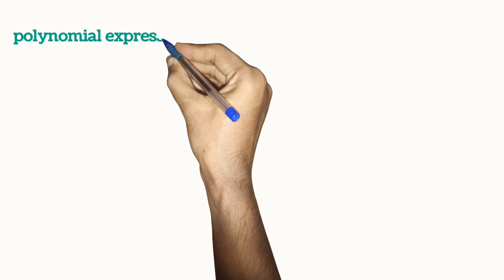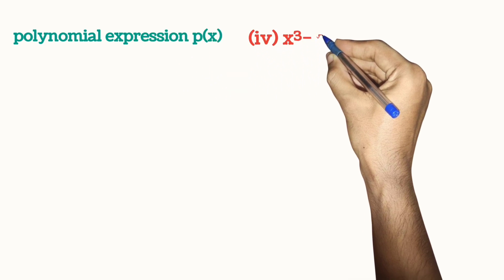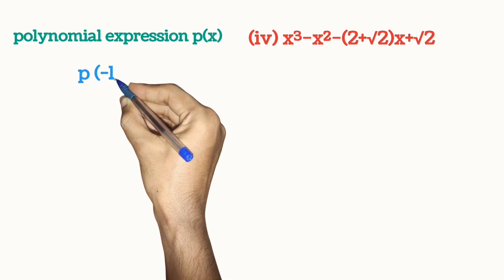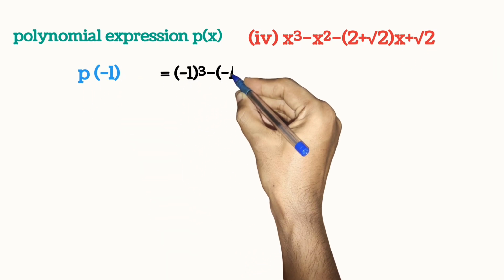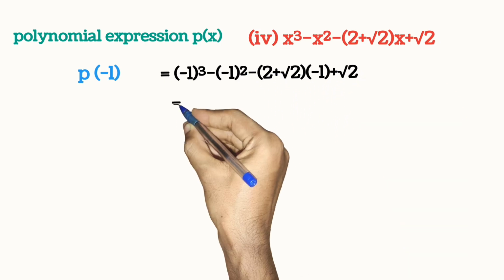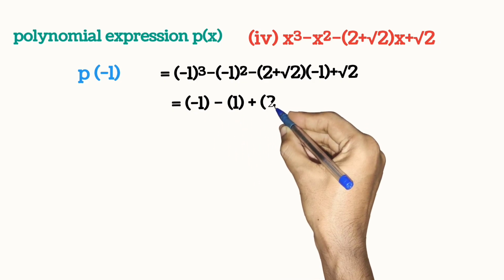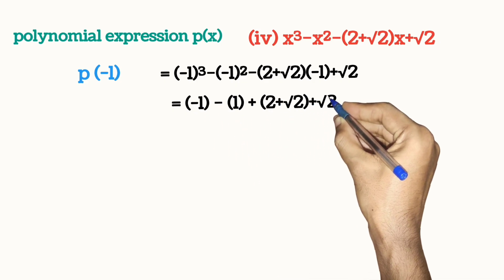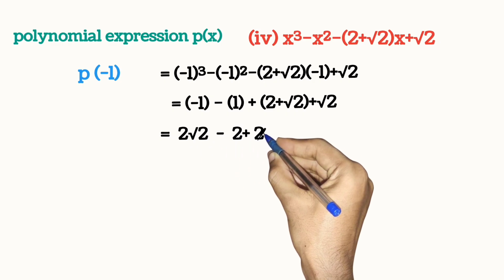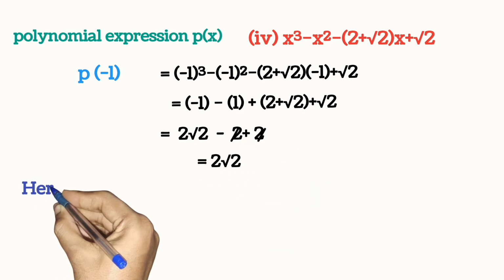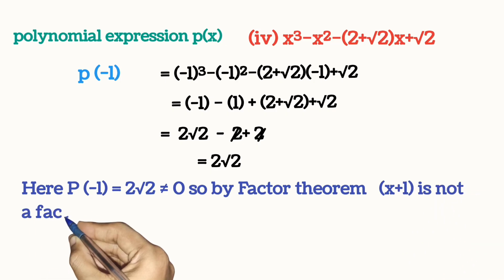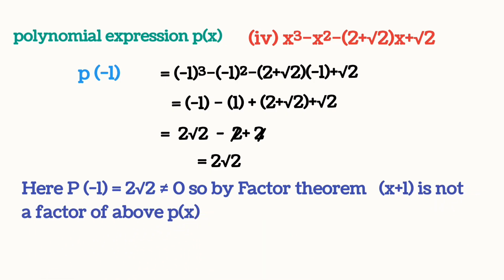Now look at another polynomial expression p(x), that is x cube minus x square minus (2 plus root 2)x plus root 2. Then put p(minus 1), we get (minus 1) to the power cube minus (minus 1) square minus (2 plus root 2) into (minus 1) plus root 2. Then minus 1 minus 1 plus 2 plus root 2 plus root 2, that will be 2 root 2 minus 2 plus 2. Minus 2 and plus 2 will be cancelled, we get 2 root 2. Here p(minus 1) equal to 2 root 2, that is not equal to 0. So by factor theorem, x plus 1 is not a factor of the above polynomial p(x).